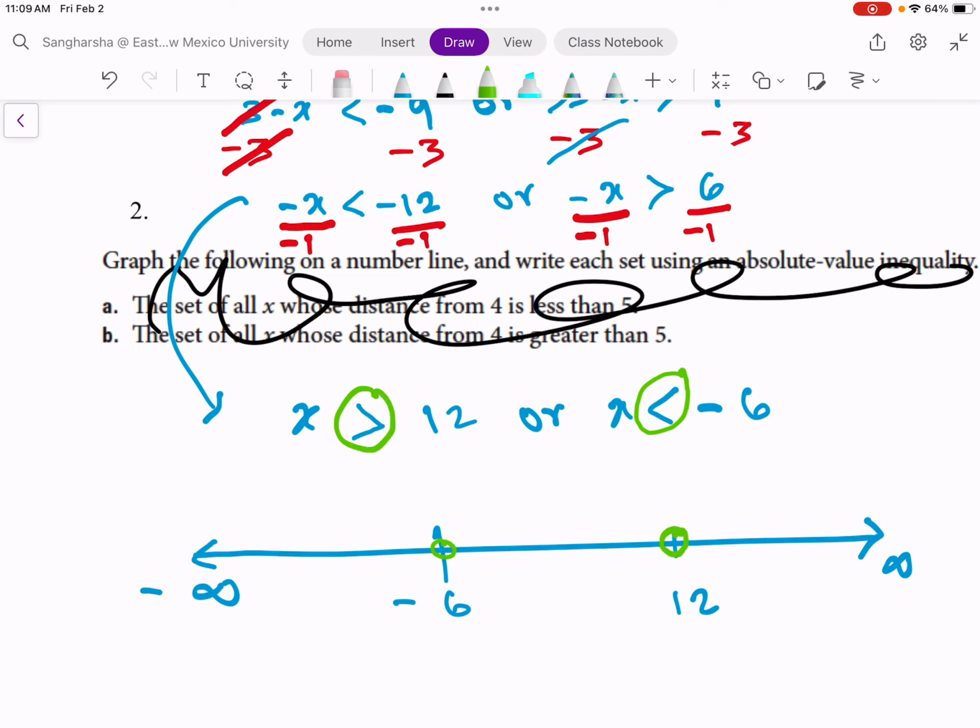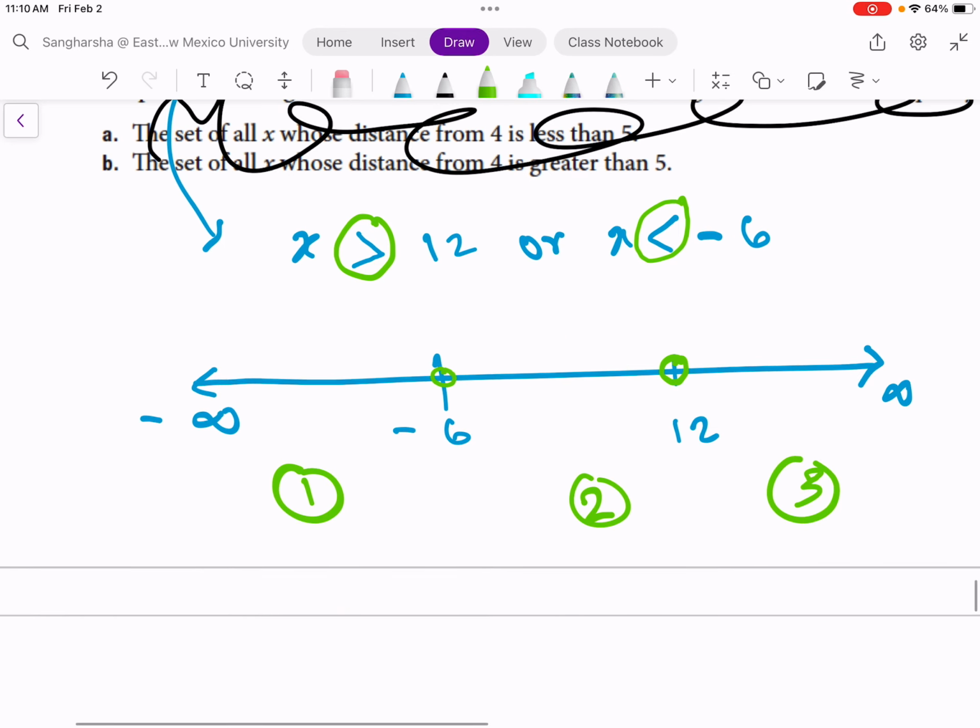So this is our part 1, part 2, part 3. Where do we find a number x which is greater than 12? In which part of the number line do we find a number greater than 12? On part 3, right? So this is the one. And we have numbers less than negative 6, so it's on the left of negative 6. So these two parts of the number line are the solution for this inequality.